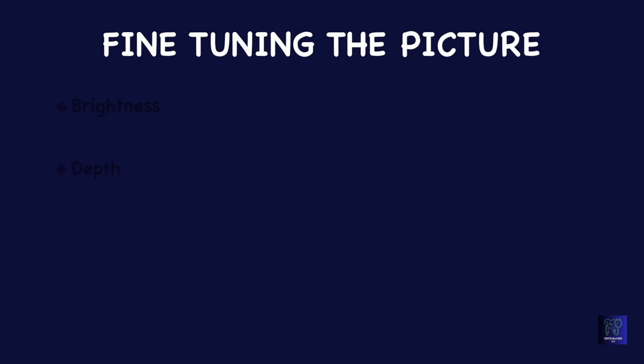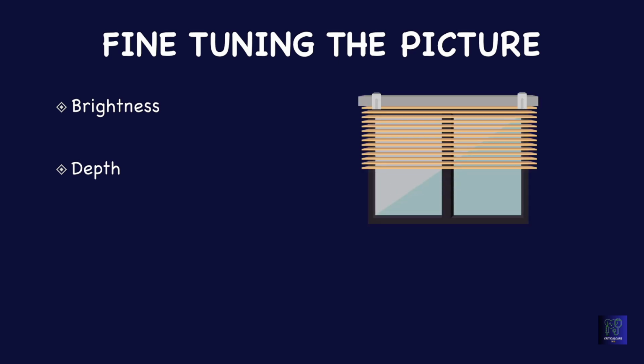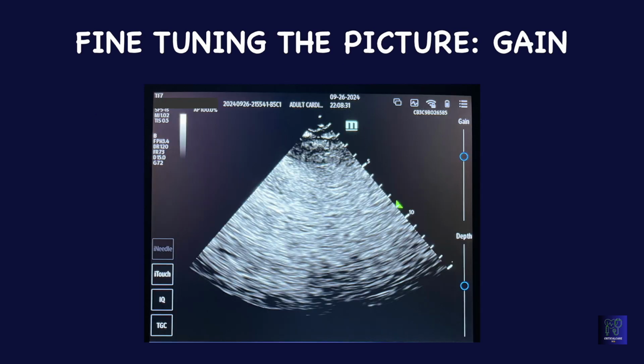Once you identify the target structure on the screen, there are a couple of important adjustments you can make to achieve the best clarity. One is brightness and two, the depth. It is generally a good practice to make the room dark by closing the curtains or blinds. This decreases the glare on the screen and improves contrast. But there is also a setting on the ultrasound machine that gives you direct control on the screen brightness.